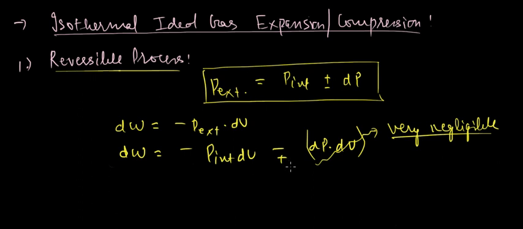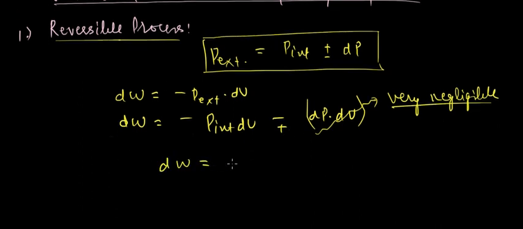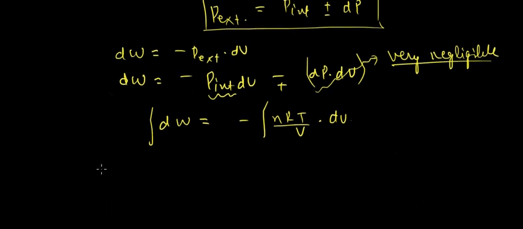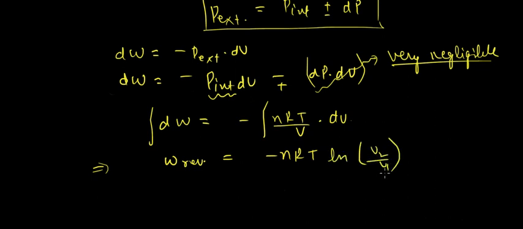Okay, so we would be getting dW as minus nRT upon V times dV. Okay, just putting the value of P internal. So just again integrating it, we would be getting that W reversible would be equal to minus nRT ln V2 upon V1.